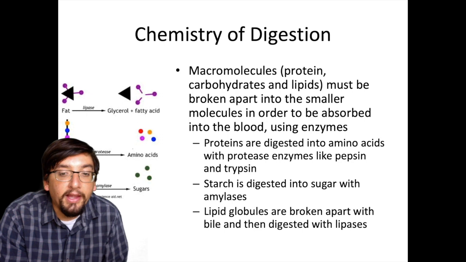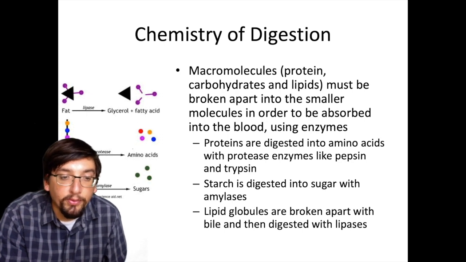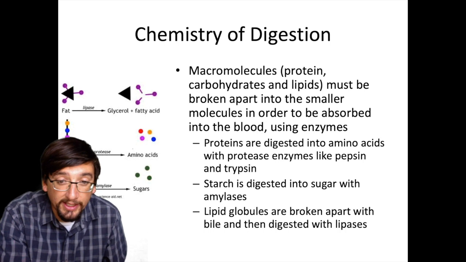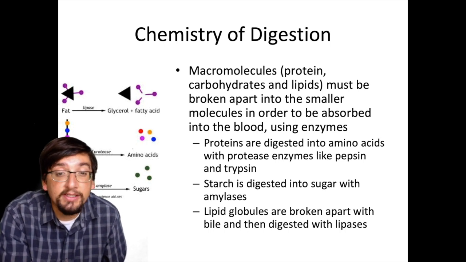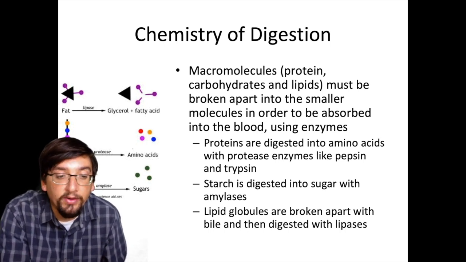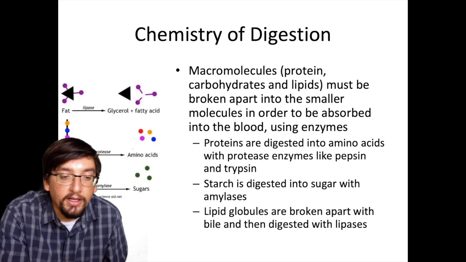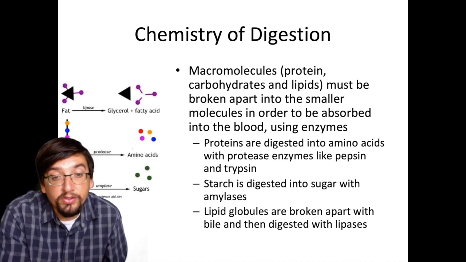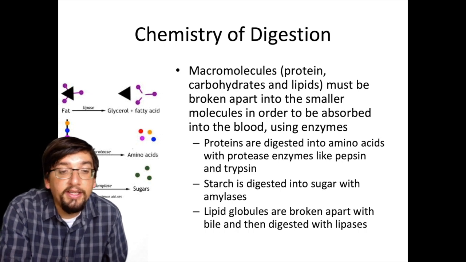Fat is broken down with lipase, and protein is broken down with proteases like pepsin and trypsin. Amylase is used to break down starch into sugar. Sugar, like pure glucose, doesn't need to be digested. It already is broken down. If you're looking at, for example, high fructose corn syrup, it's just glucose and fructose. You don't need to digest those. They're already individual sugar molecules.